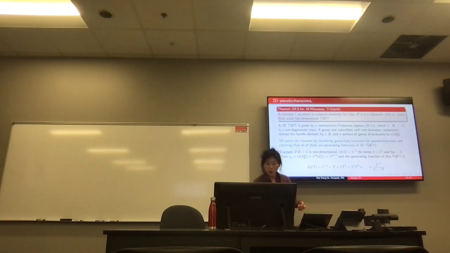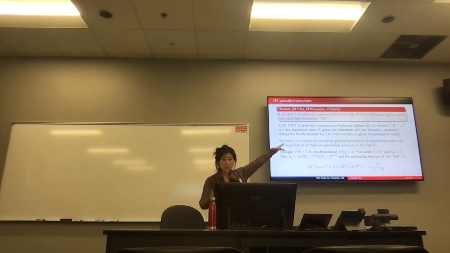And this leads us to a couple of our main theorems. I'll just state one of them. A function f, this function that we've seen earlier in the talk, is a pseudo-character for COB2 if and only if it's a character, coming from a two-dimensional TQFT, so it goes both ways. And then I'll stop here. Thank you for your time.